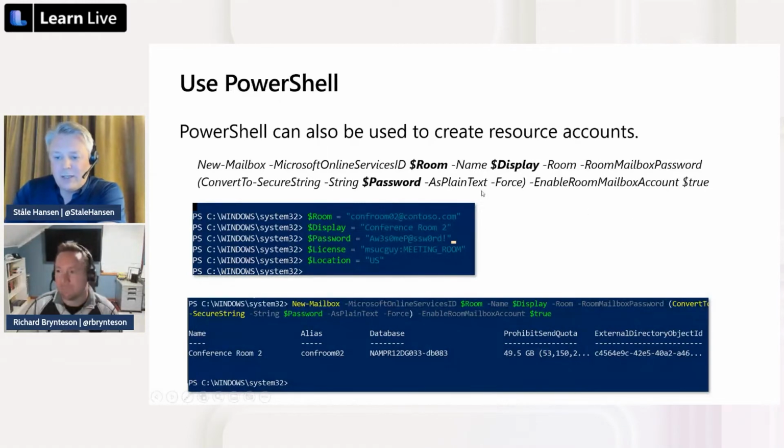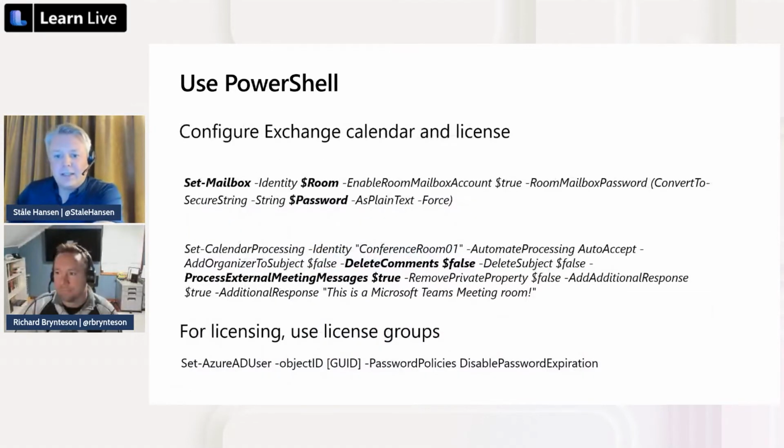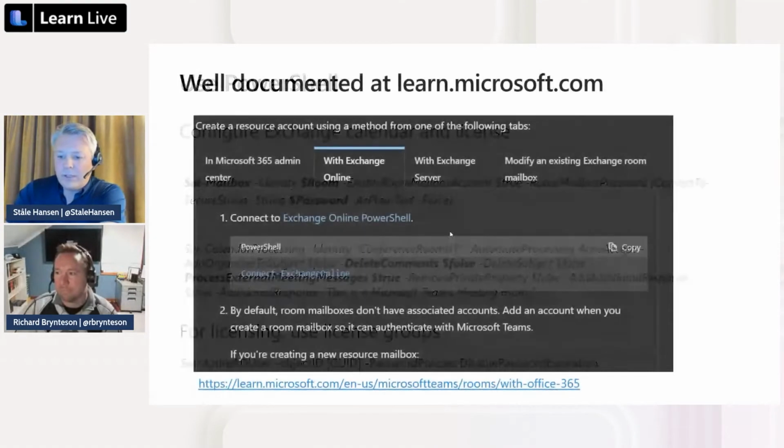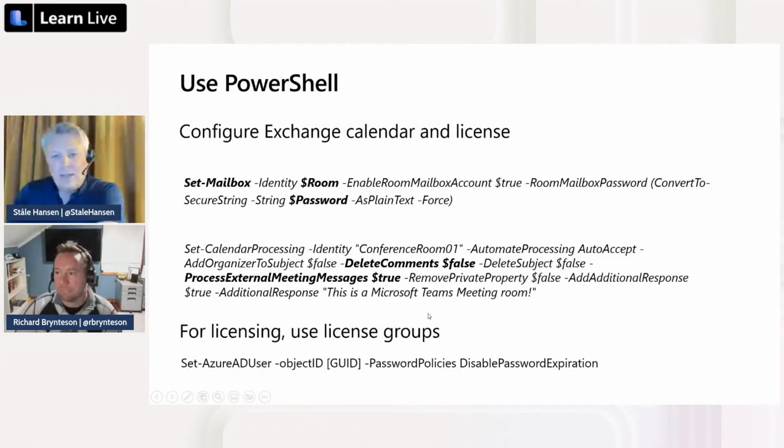So here you see that we want to have some specific definitions: the email address, the name of it, which can be different from the email address. We want to add the password, and we want to set it to enabled. If you are configuring an existing calendar account, a room account, then you may want to enable it, set a password and set it to never expire. But there are some shared activities that you need to do as well, because especially if it's an existing room, you may need to go in and configure the calendar processing settings.